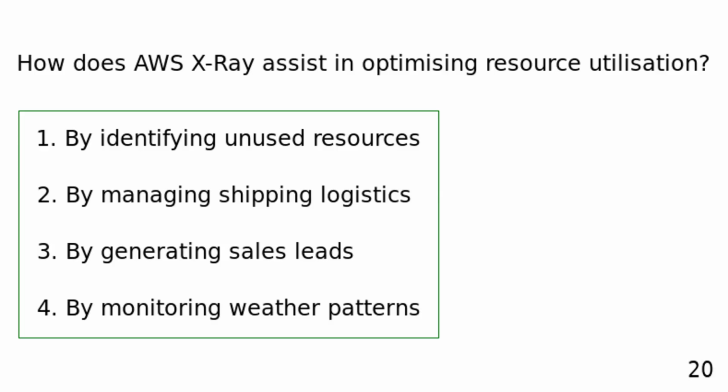How does AWS X-Ray assist in optimizing resource utilization? By identifying unused resources. By managing shipping logistics. By generating sales leads. By monitoring weather patterns.